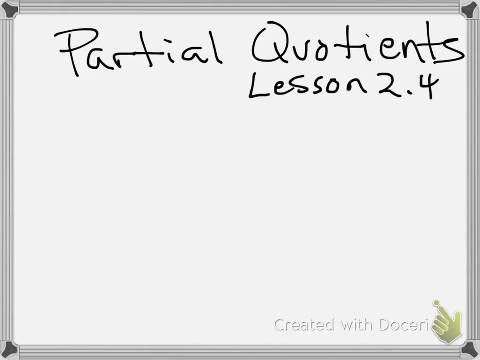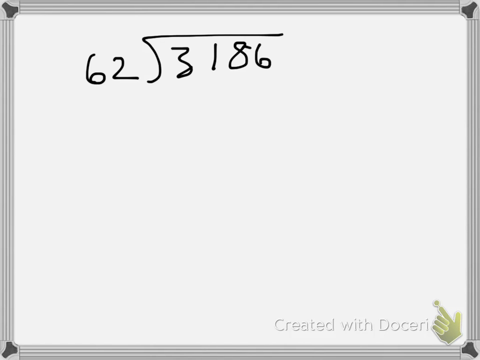We're going to do partial quotients, and let's see if we can do it the right way. If I have 3,186 and I am dividing by 62, I'm just going to keep taking groups of 62 away. And if I start with easy groups, 10 times 62 is 620.